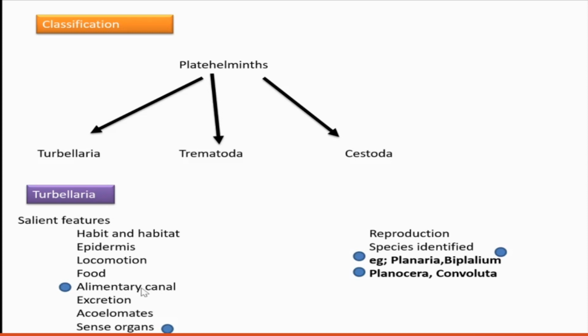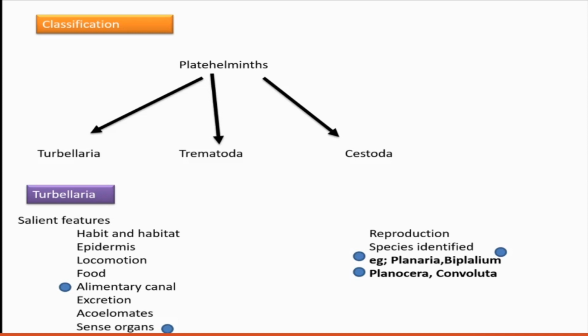Regarding the alimentary canal, it is with mouth, but anus is absent. Some difference is there in different forms. In Acoela, the alimentary canal is absent. In Rhabdocoela, the alimentary canal is in the form of a sac. And in another form, Tricladida, the alimentary canal is trifid, with three branches. So that's about the alimentary canal.